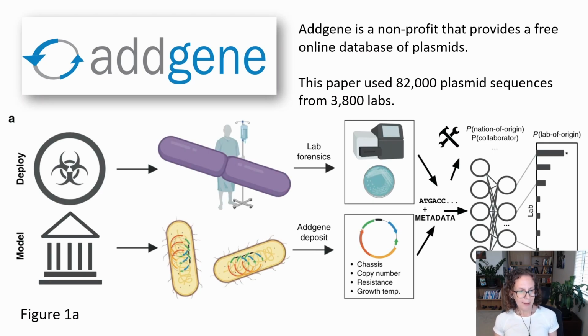The model is shown along the bottom row. This is figure 1A from the paper. It was created with this data from AdGene. Once the model is deployed, if a new bacterium was discovered, lab forensics would be run, the DNA would be sequenced, as well as phenotypic properties tested for the bacteria. That data could be put into the machine learning algorithm, and the output would be a set of the top 10 most likely labs with accompanying probabilities of what the lab of origin is.